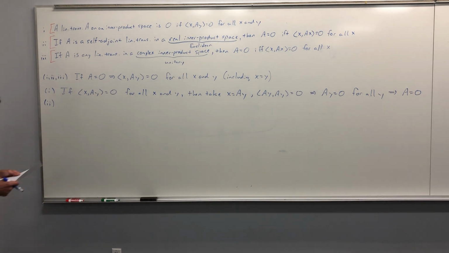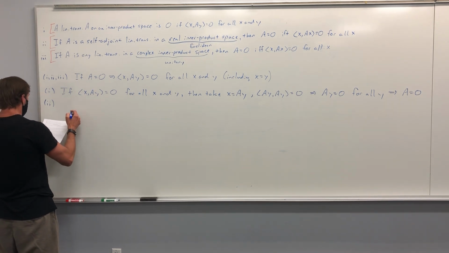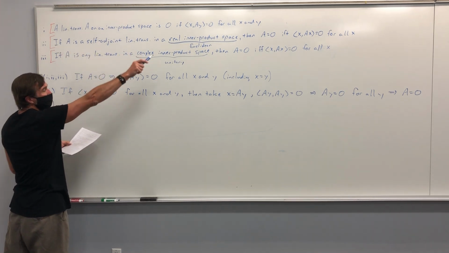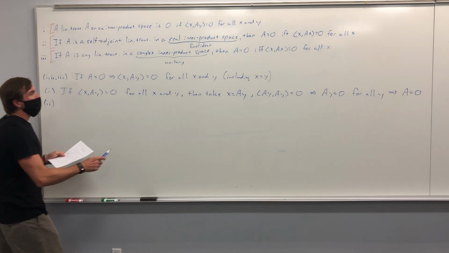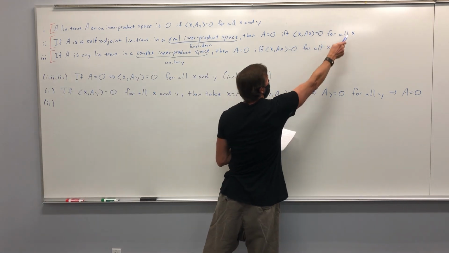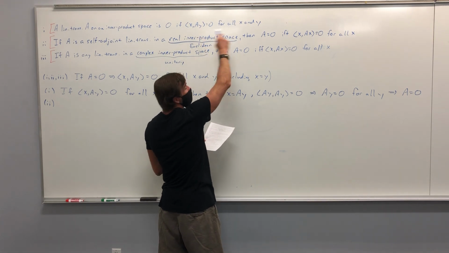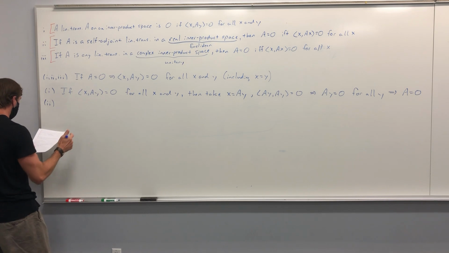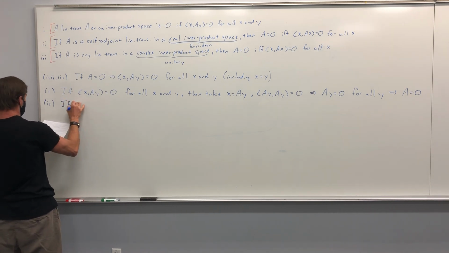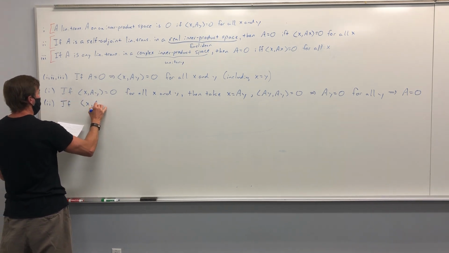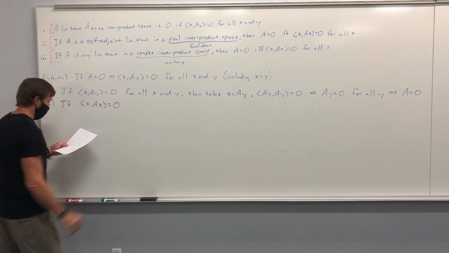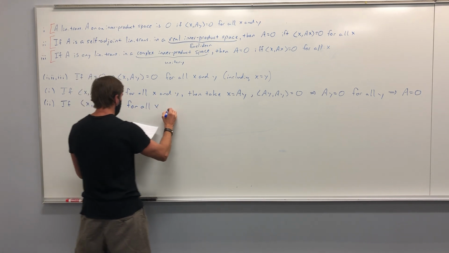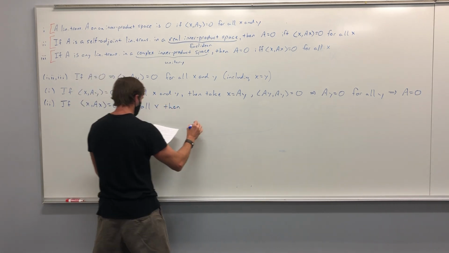Now let's go to case 2. What we're going to do is show that in the second case, the situation that we're talking about here actually reduces to this situation, although it's not obvious at first how that's the case. So here we go. If <x, Ax> equals 0 for all x, then consider the following.